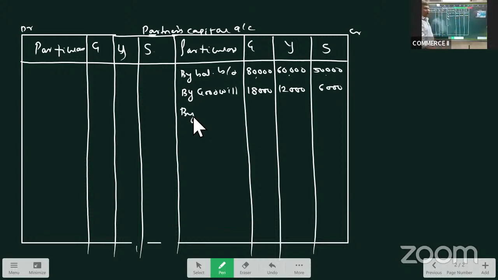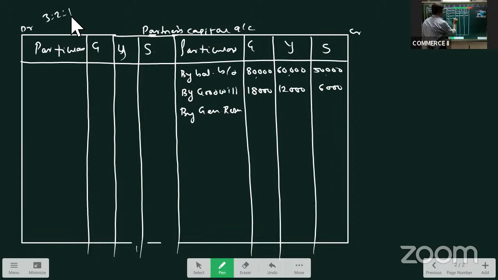Then look for any accumulated profit if it is there. Yes, general reserve is there. General reserve is given as 24,000. So even the general reserve has to be distributed among the partners. What is the amount? 24,000. In what ratio? 3 is to 2 is to 1. General reserve is to be distributed.